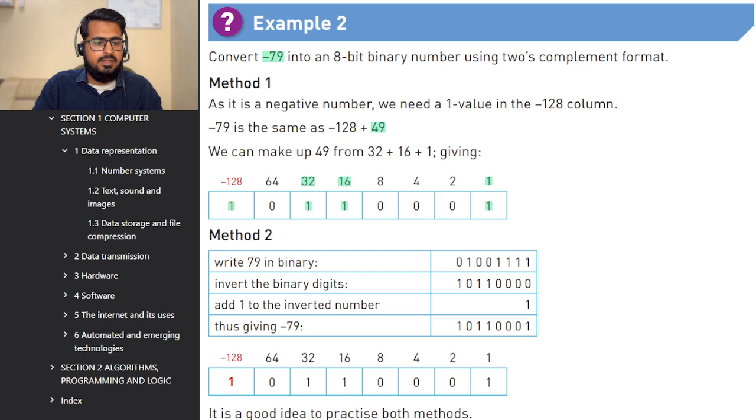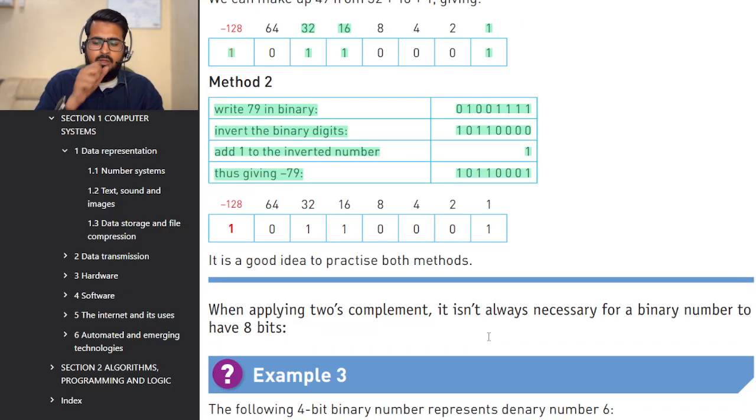Now method 2 is easy, but you need to remember that method. Convert the 79 into binary, then invert the number that you get, then add 1 to it, and then you will get the binary of the negative denary. For example, if you have the binary of 79, with that method you will get the binary of negative 79.